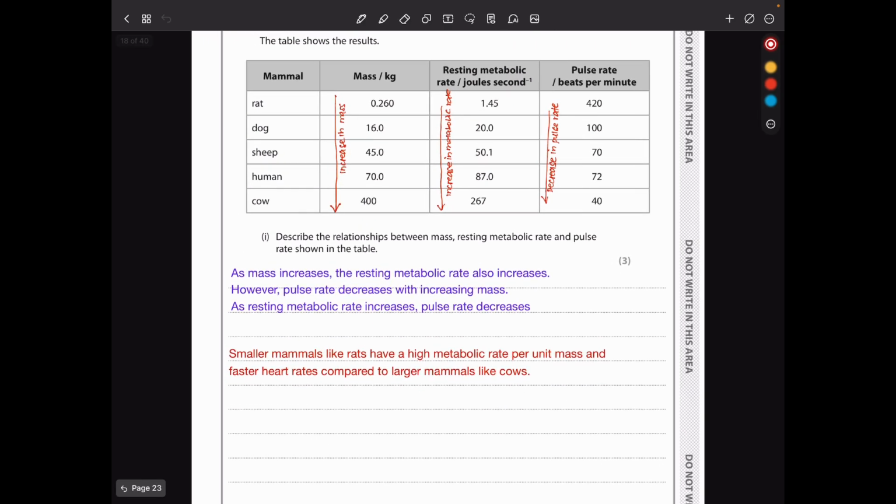So they say describe the relationship between mass, metabolic rate, and pulse rate shown in the table. Like I've said, as mass increases, the resting metabolic rate also increases. However, pulse rate decreases with increasing mass. Also, as resting metabolic rate increases, pulse rate decreases.